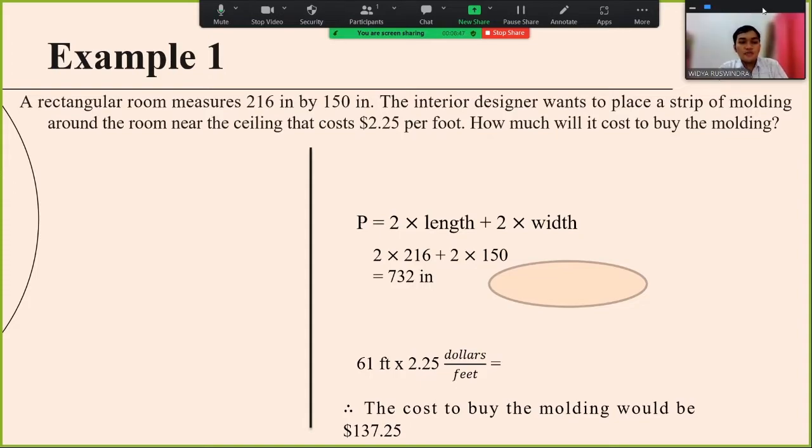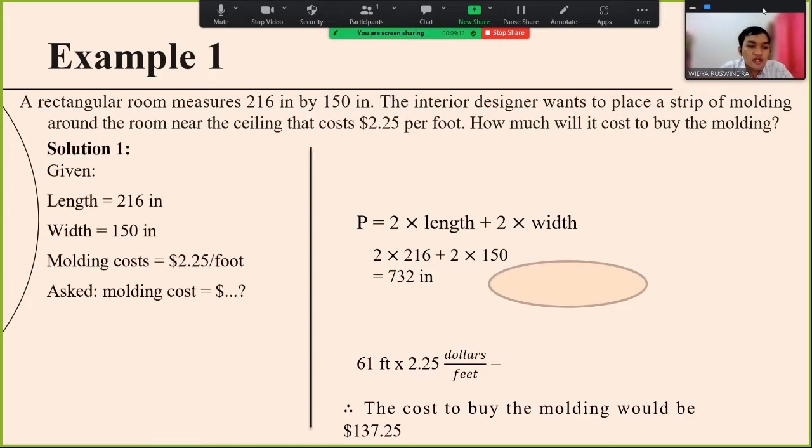A rectangular room measures 260 inches by 150 inches. The interior designer wants to place a strip of molding around the room near the ceiling that costs $2.25 per foot. How much will it cost to buy the molding?